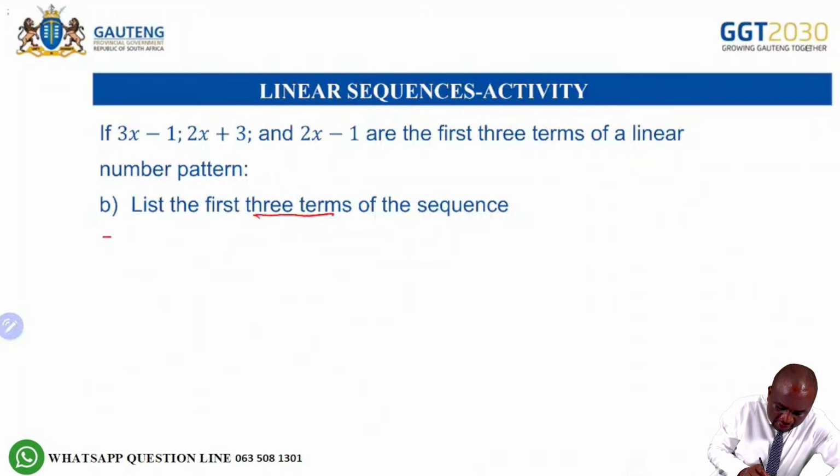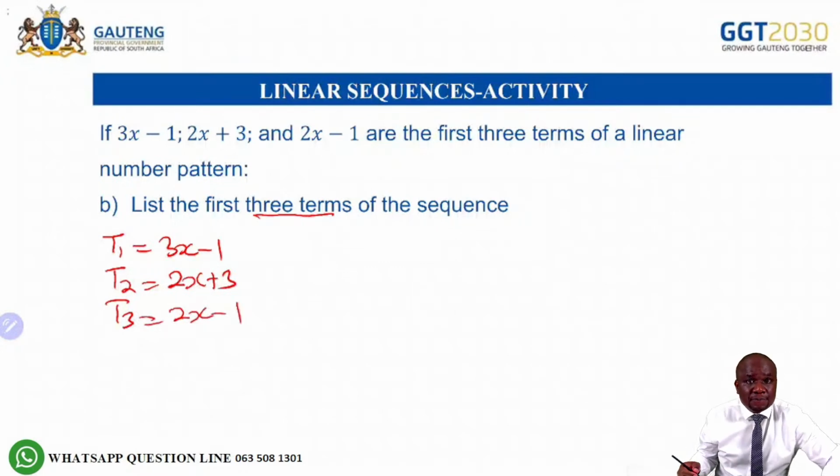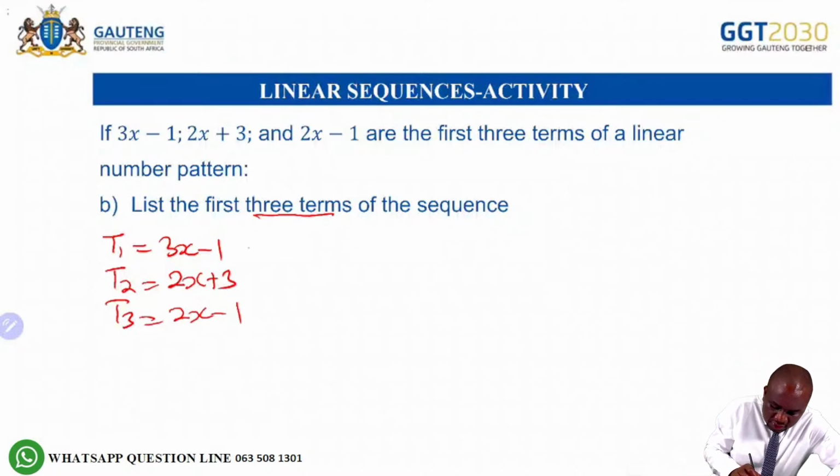So our term 1 is equal to 3x minus 1. Our term 2 is equal to 2x plus 3. Then our term 3 is equal to 2x minus 1. But we managed to find the value of x. We say that x is equal to 8. So it means where there's x, we put 8.